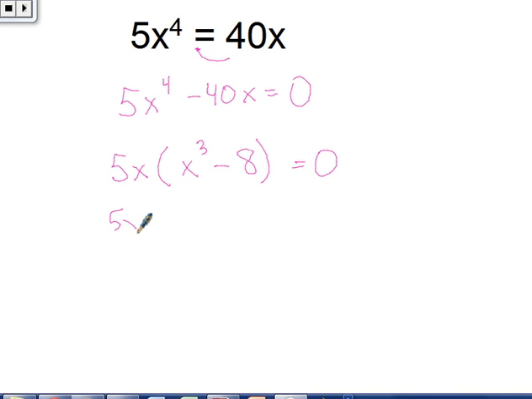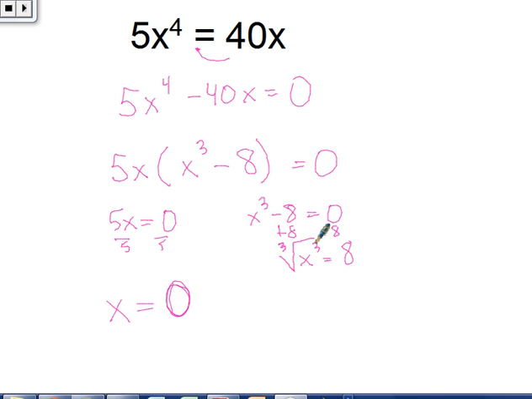So either 5 times x has to be equal to 0, or x cubed minus 8 equals 0. Okay, and of course, when we divide both sides by 5, 0 is one of your answers. Here we will solve this. Plus 8 plus 8. X cubed equals 8. We solve a cube by taking its cube root. Now, is there a cube root of 8? Yes, there is. That number is 2. So we have answers of 0 and 2.